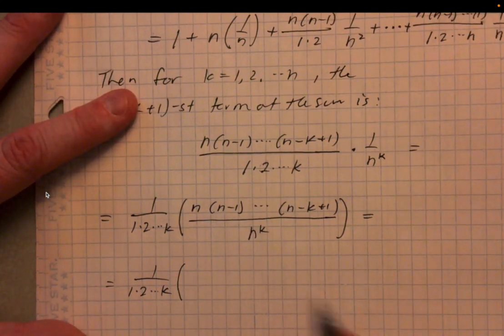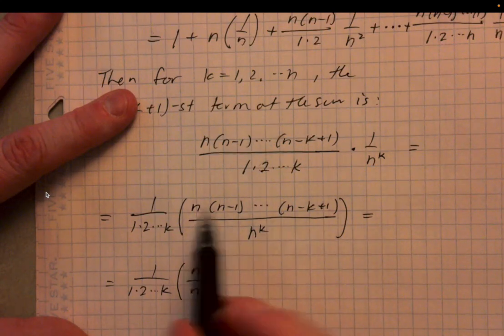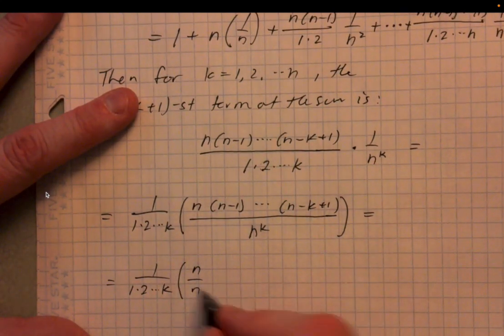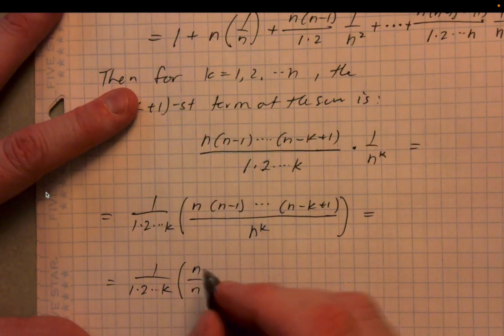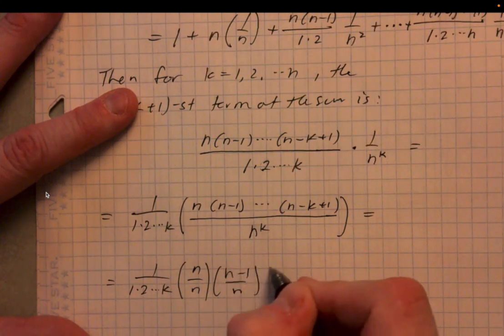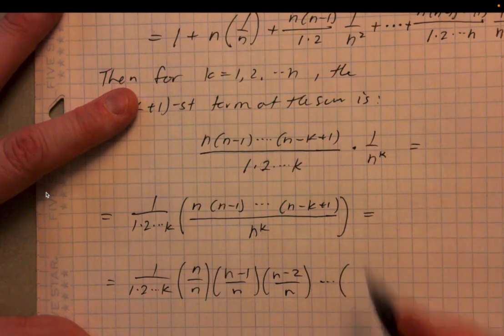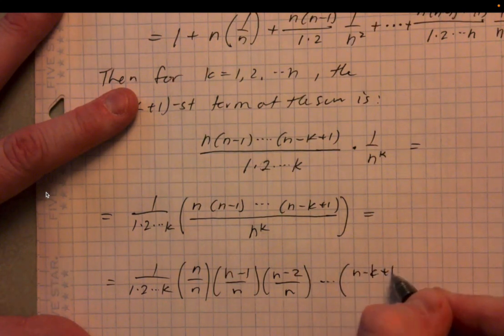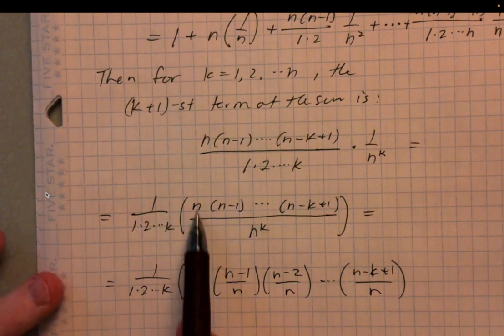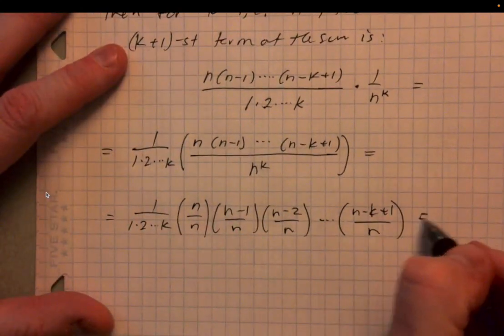I can break this up into n over n, right? I've got k n's in the bottom, and I've got k terms up top, right? So I can have n over n times, and then n minus 1 over n, and then n minus 2 over n would be there, right? All the way up to this last term, which is n minus k plus 1, and that would also be over n. Okay, so just kind of breaking the numerator and the denominator up, right? These are just fractions. I can multiply them together like this.